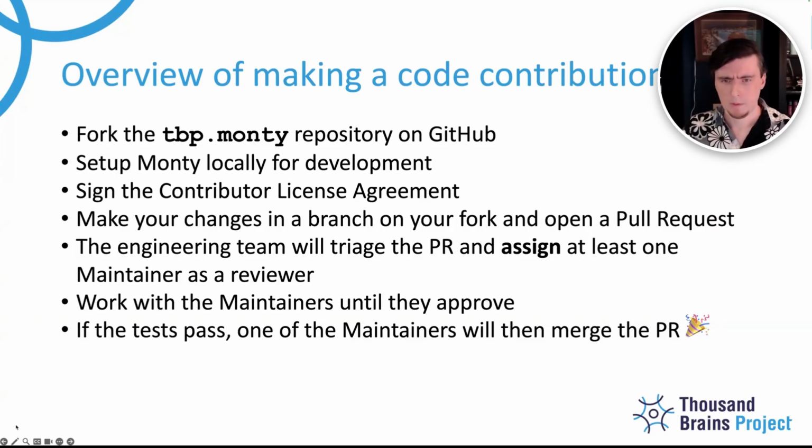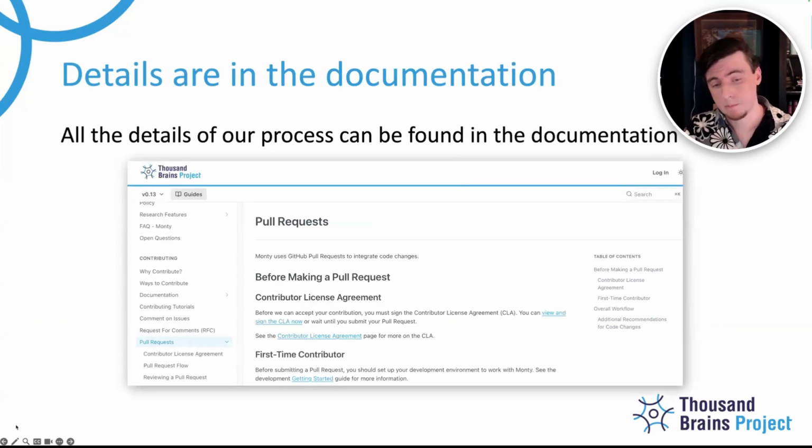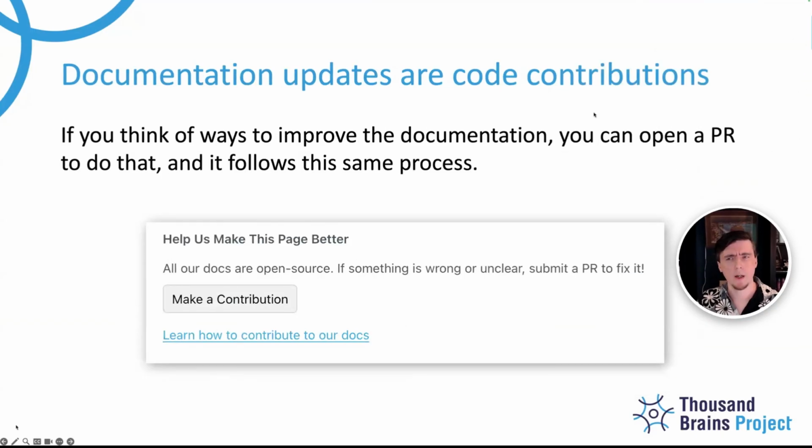So all the details on how this process works are in our documentation. You can get more details there than I'm going to cover, but I'm going to cover the broad strokes here. Also, documentation updates are code contributions. So if you think there's a way you can improve the documentation or add something to make it better, please do so. Pretty much every page in the documentation has a convenient link where you can click make contribution and it'll open up an editor in GitHub to let you make a change there. So quick fixes are really easy to do.